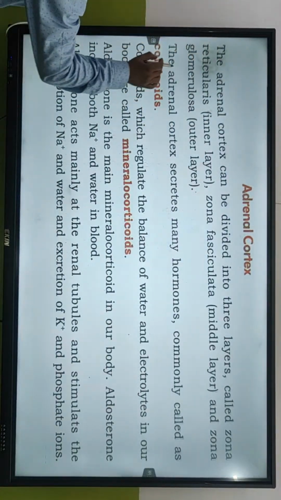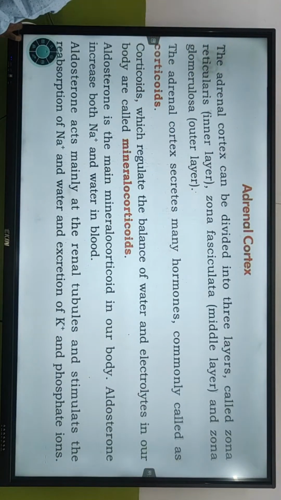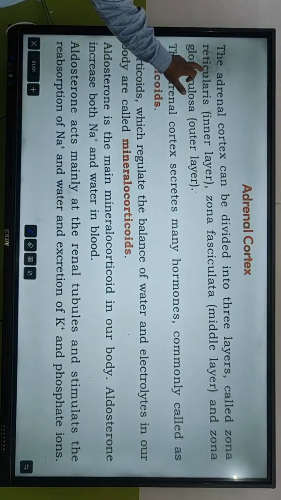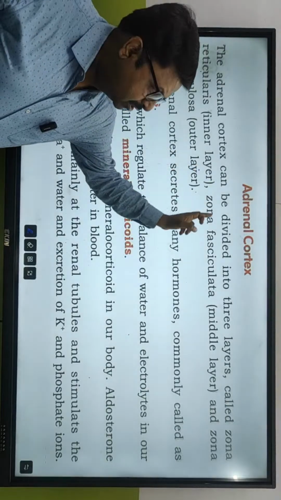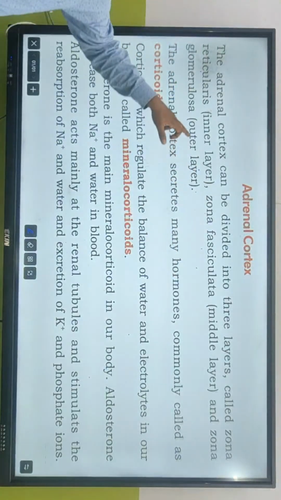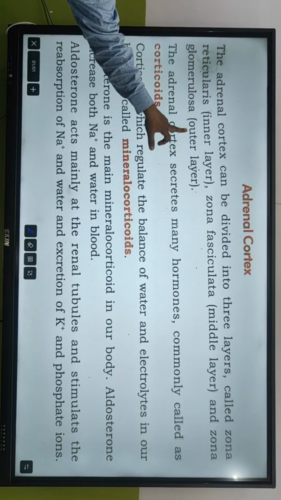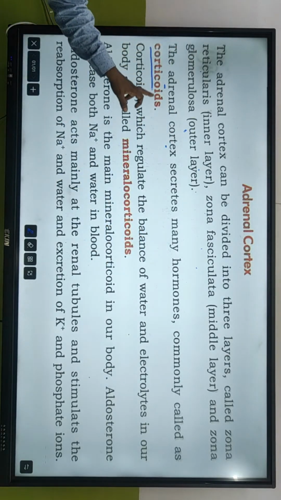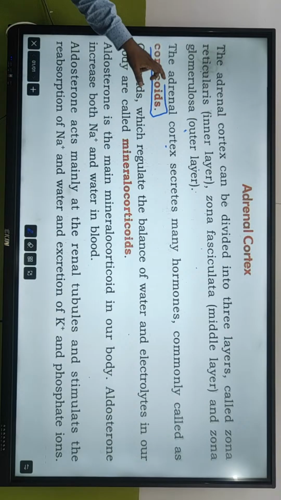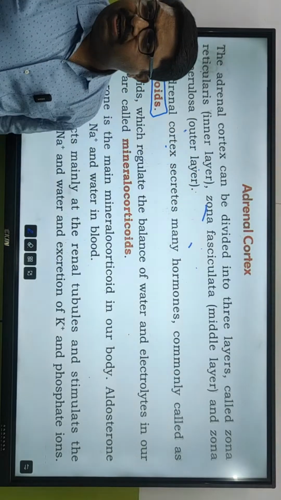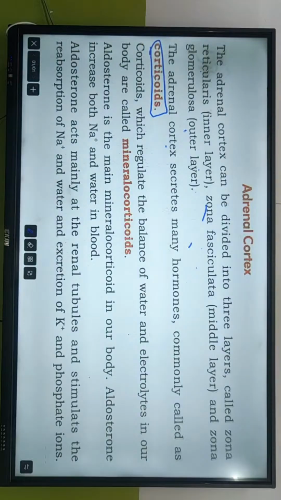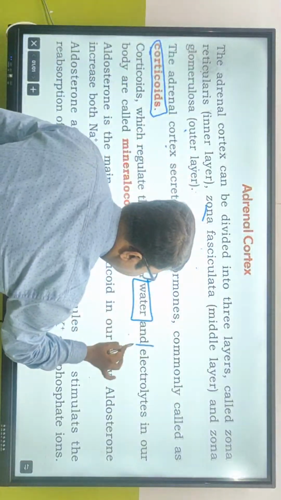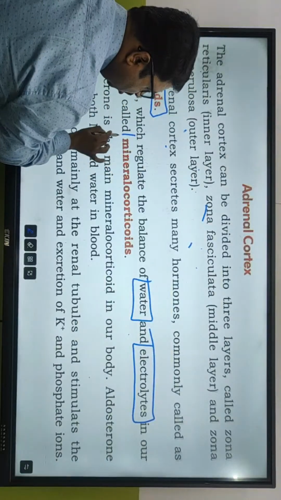Let's get into the adrenal cortex. According to NCERT, the adrenal cortex can be divided into 3 layers called zona reticularis, the inner layer, the innermost; zona fasciculata, the middle layer; and zona glomerulosa, the outer layer. The adrenal cortex secretes many hormones commonly called corticoids. Corticoids which regulate the balance of water and electrolytes in our body are called mineralocorticoids.